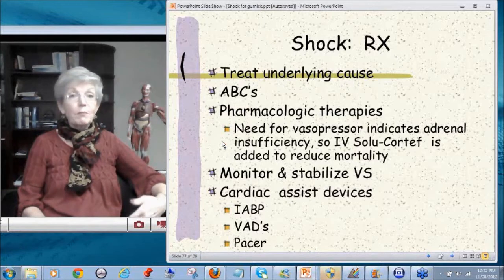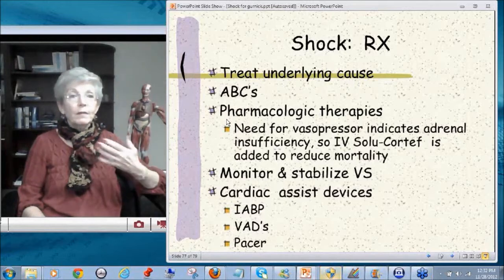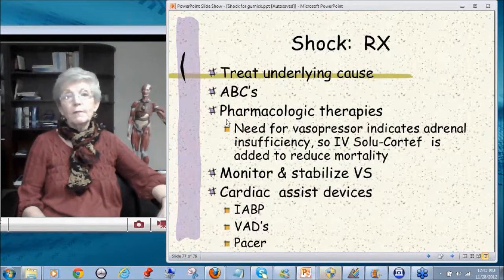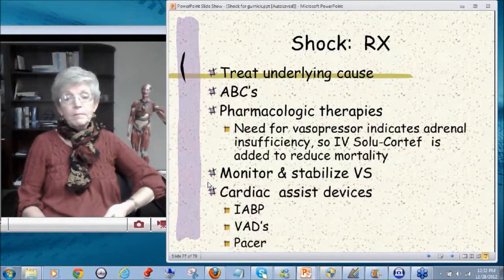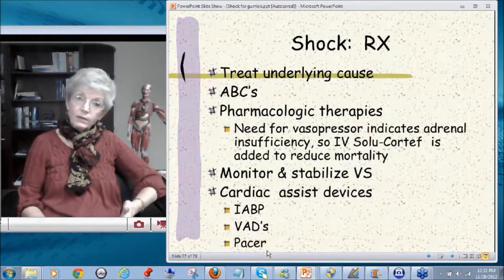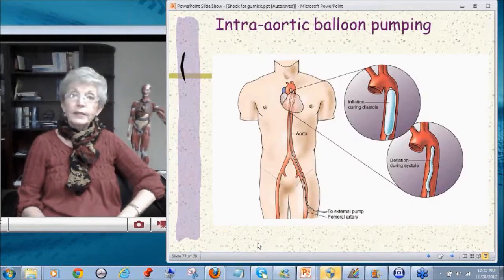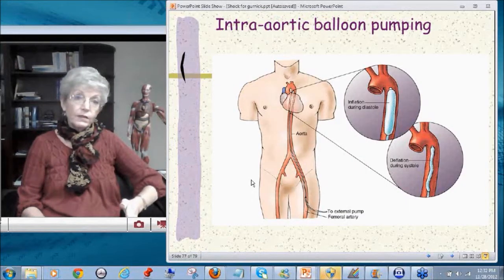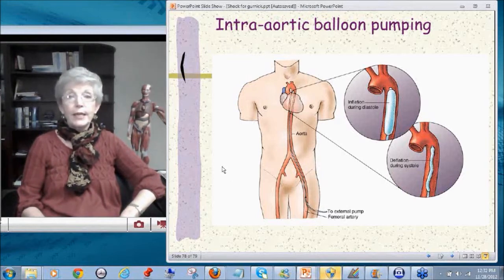Pharmacological therapies, many. Vasopressor support, adrenal support, corticosteroids, et cetera, to reduce mortality. We want to attempt to monitor and stabilize the vital signs. And one method that we can use is cardiac assist devices, such as the intra-aortic balloon pump, ventricular assist devices, pacemakers, etc. So let's just end with talking about one of these devices, the intra-aortic balloon pump, IABP.